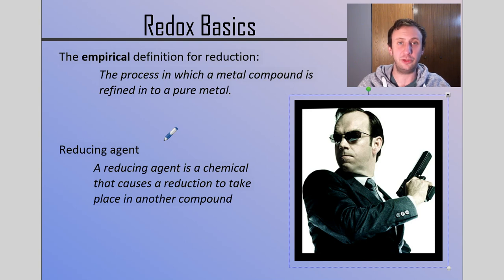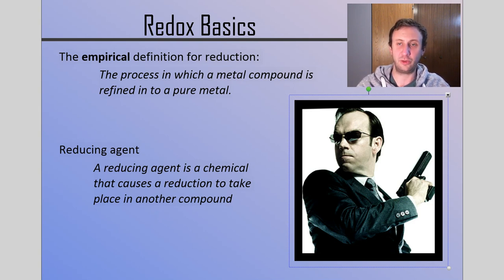For example, maybe you take something like iron oxide, iron ore, and then you can turn it into pure iron through the process of reduction. In order for reduction to take place, we need a reducing agent, something that causes the reduction to happen. So the reducing agent is a chemical that causes a reduction to take place in another compound. It is the agent for reduction. It allowed it to happen.